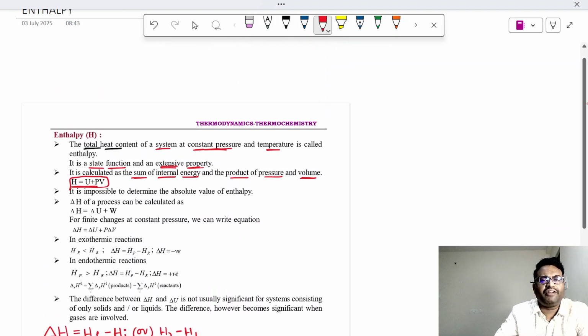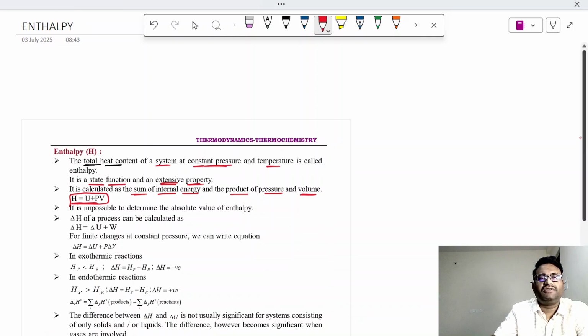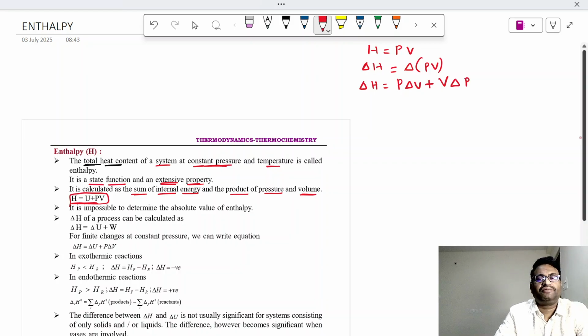Now, what is the relation between delta H and delta U? We have already seen that delta H is equal to delta of PV, right? So delta H is equal to delta into PV, which is P delta V plus V delta P, right?